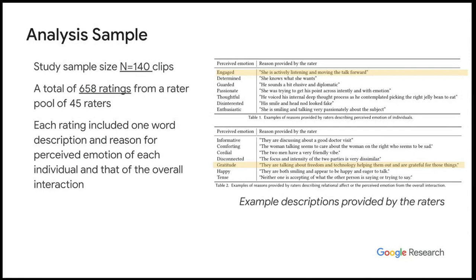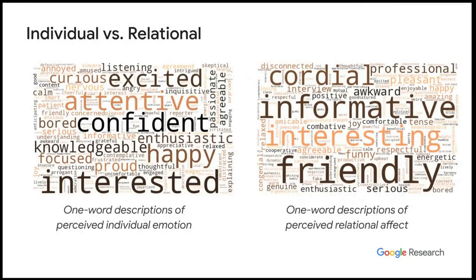Note distinct concepts such as gratitude, which are only perceived in the context of an interaction, as opposed to concepts like engaged. Whereas emotions such as happy can be either individual or relational affect. Here are some more examples of one-word descriptions that raters used to describe these, based on the frequency of use.